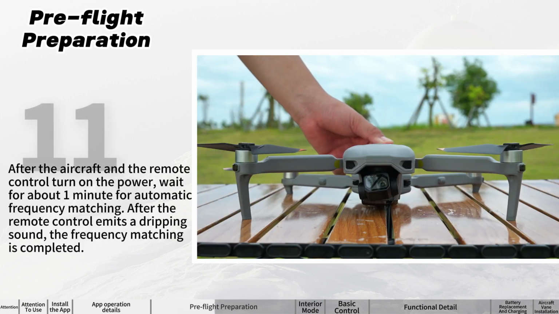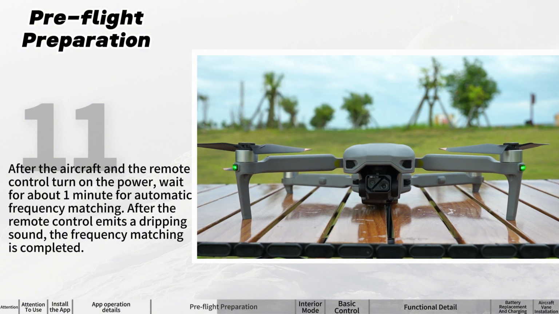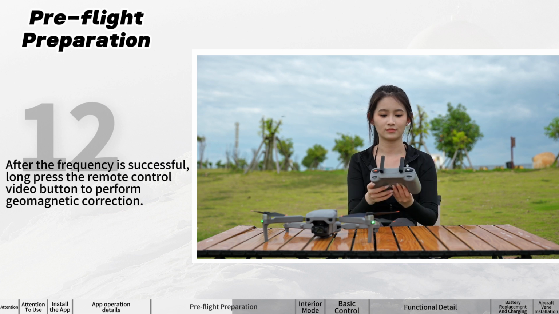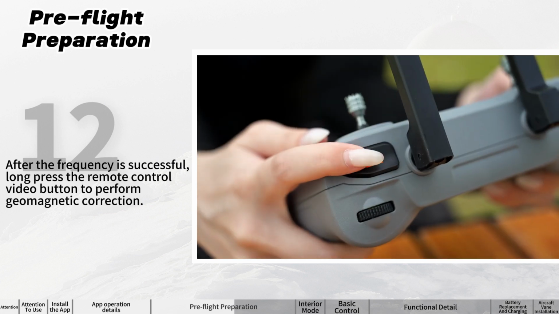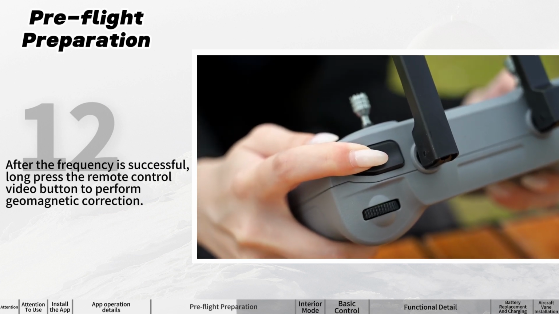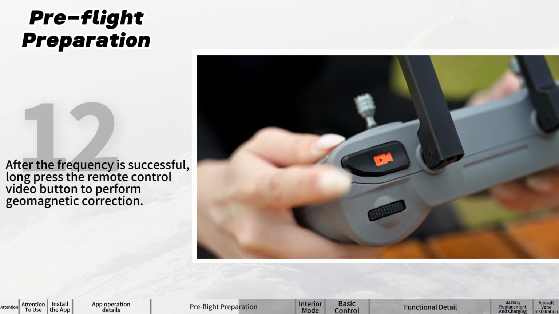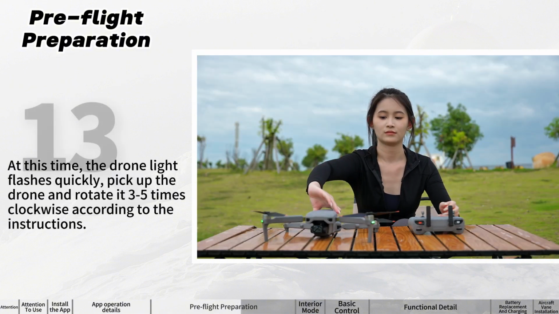After the aircraft and the remote control turn on the power, wait for about 1 minute for automatic frequency matching. After the remote control emits a dripping sound, the frequency matching is completed. After the frequency is successful, long press the remote control video button to perform geomagnetic correction. At this time, the drone light flashes quickly.